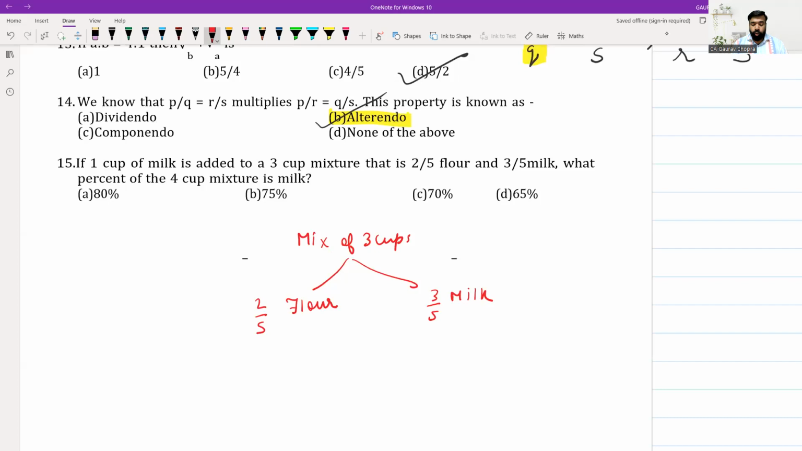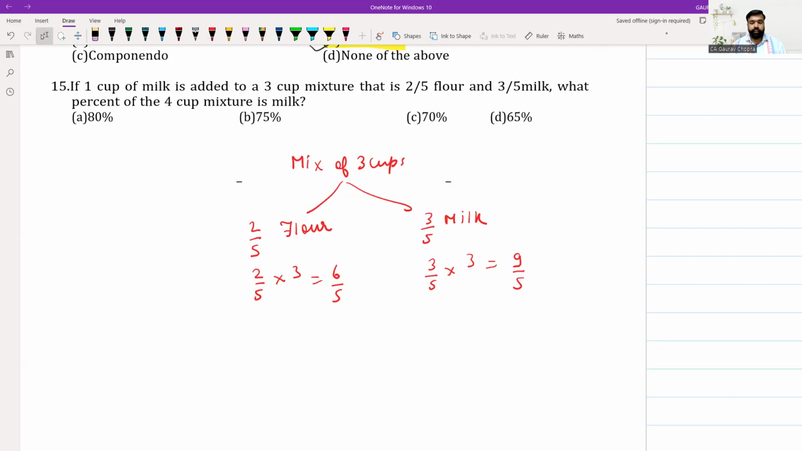Now, what is 2/5 of 3 cups? It is 6/5. And what is 3/5 of 3 cups? It is 9/5. This is the actual quantity. Now, what we are doing, 1 cup of milk is added. That means the quantity of milk will increase, but the quantity of flour will remain the same. So plus 1 we are doing in the milk.